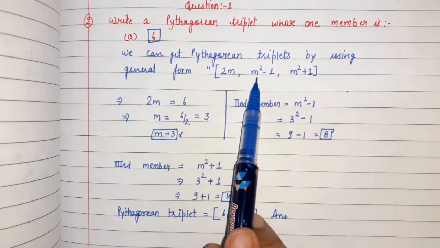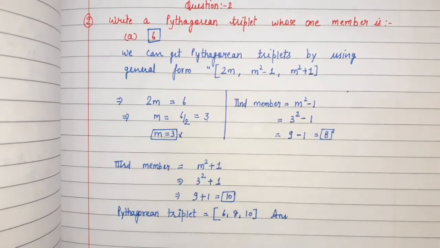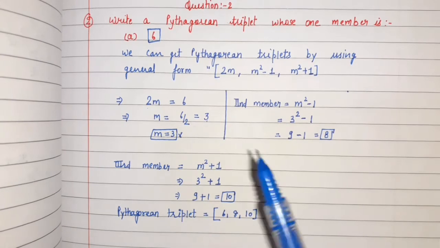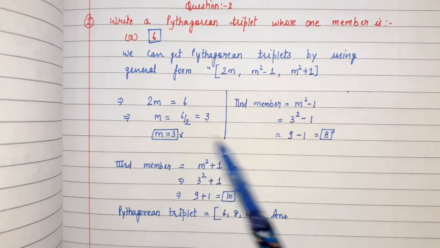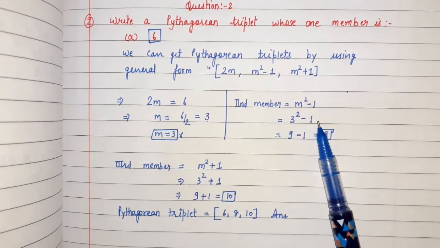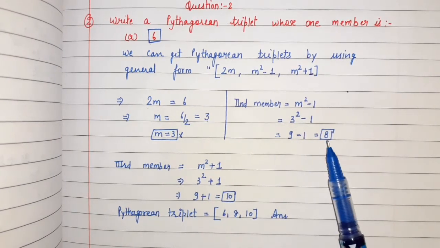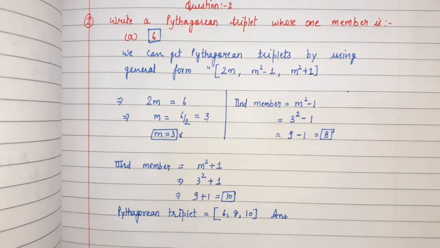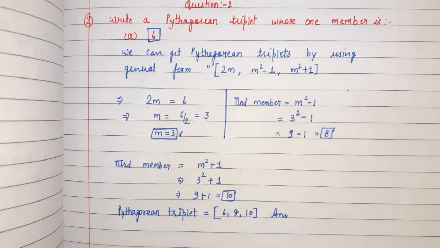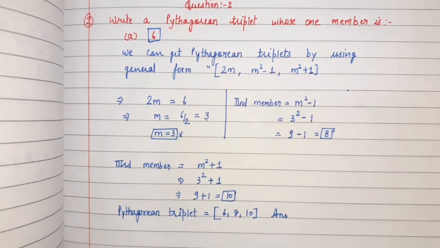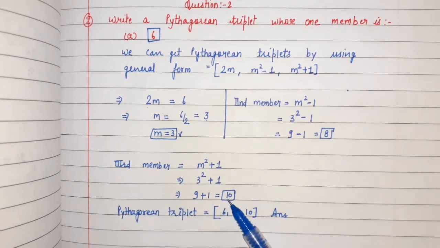So finding the second member is m square minus 1. So what is the value of m? Value of m is here 3. Put it here. 3 square minus 1. 3 square is 9 minus 1. Answer is 8. Now third member is m square plus 1. So what is the value of m? Again 3. 3 square plus 1. So 9 plus 1, that is 10.